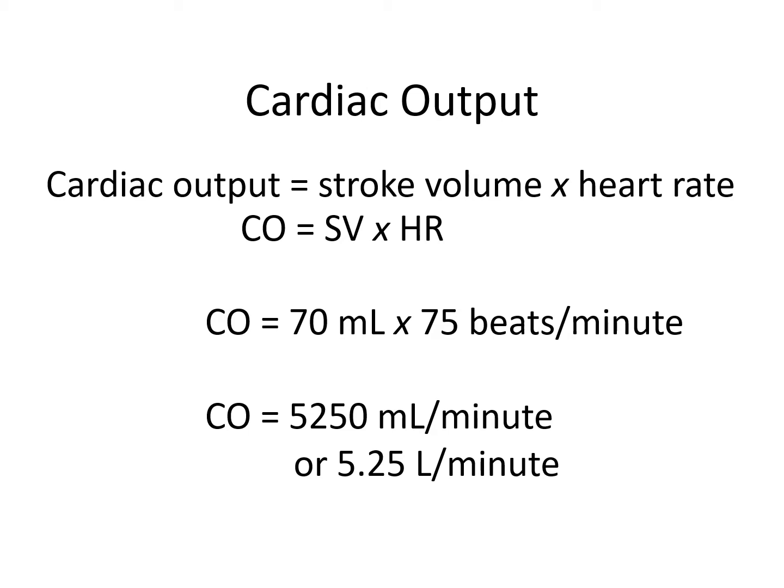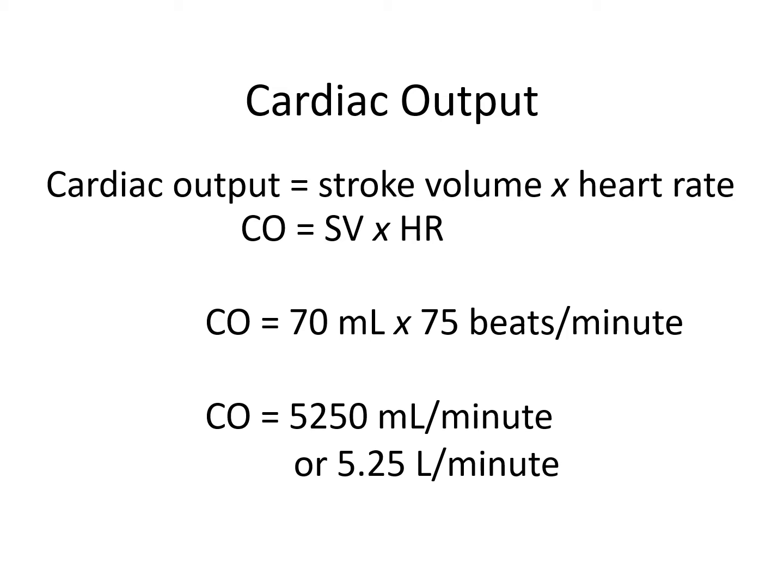So we've already discussed stroke volume, and we know it's around 70 milliliters of blood. That's the amount of blood pumped from each ventricle of the heart during ventricular systole. We also know the average resting heartbeat is 75 beats per minute. So if we multiply those two together, we get 5,250 milliliters of blood circulated per minute. Do a simple conversion from milliliters to liters, and you'll get 5.25 liters per minute.